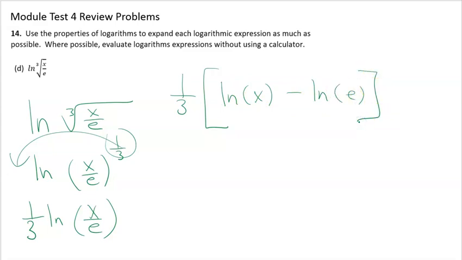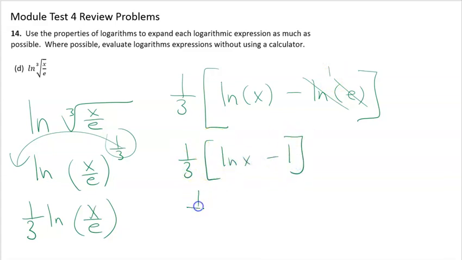because when I split this up as subtraction, that 1/3 applies to both of them. So if I leave that off, it looks like I'm only multiplying the 1/3 times the natural log of x. But it's also times this minus natural log of e, which, by the way, those cancel and give me 1. So final answer, 1/3 natural log of x minus 1.